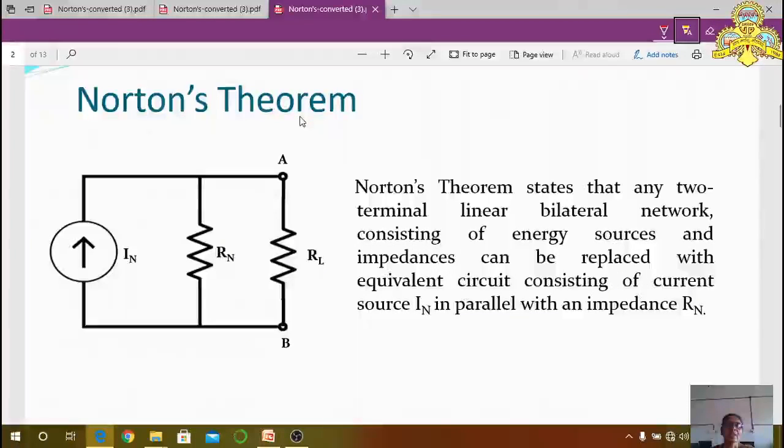Similarly, Norton's theorem states that any two-terminal linear bilateral network consisting of energy sources and impedances can be replaced with an equivalent circuit consisting of a current source IN in parallel with an impedance Rn. The given circuit can be replaced by a Norton's equivalent circuit. It consists of current source IN in parallel with resistance Rn. Rn and IN are connected in parallel.